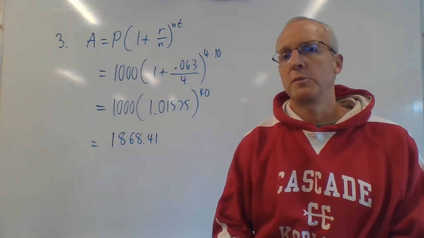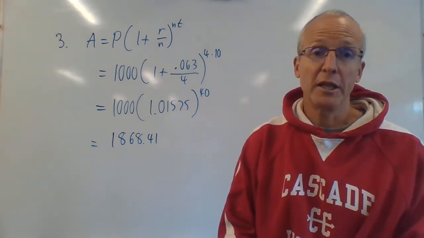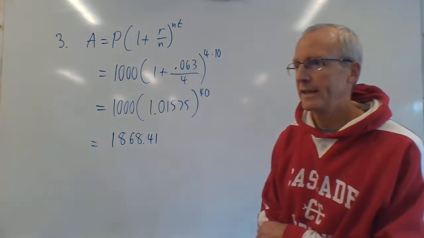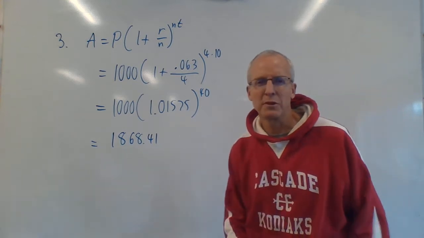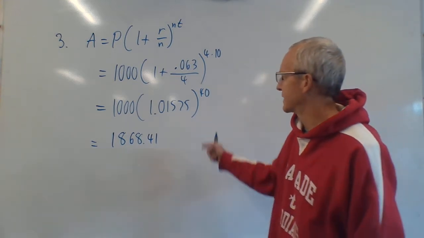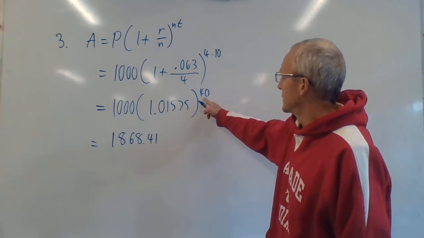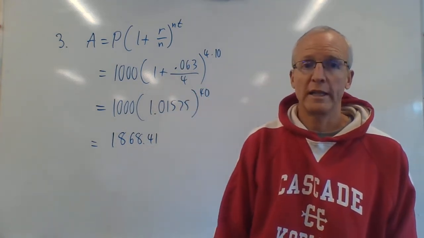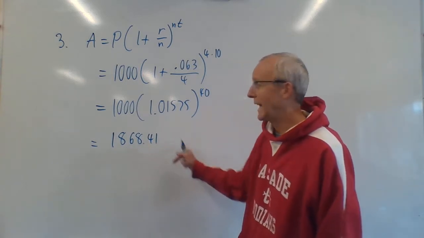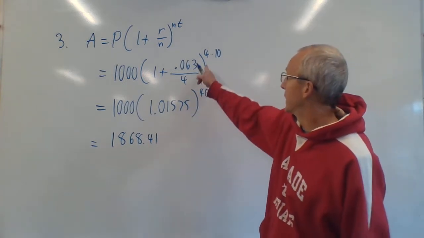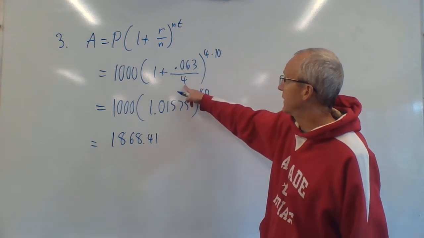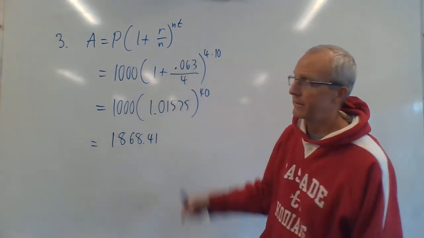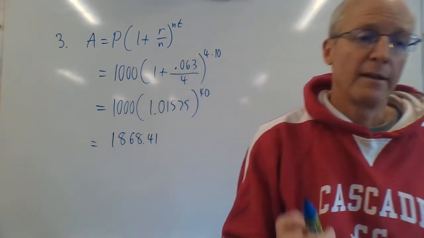So in 10 years, you put money in the bank. 6.3% interest is pretty good. You're not going to get that in a bank nowadays. Maybe in the stock market you can get that or something. So for 10 years, your $1,000 turns into $1,868 if it's compounded quarterly. Now, if it's compounded daily, it'll be more than that. You could figure it out. Plug in 365 here, 365 here, 365 there. See how much more money you'll make.